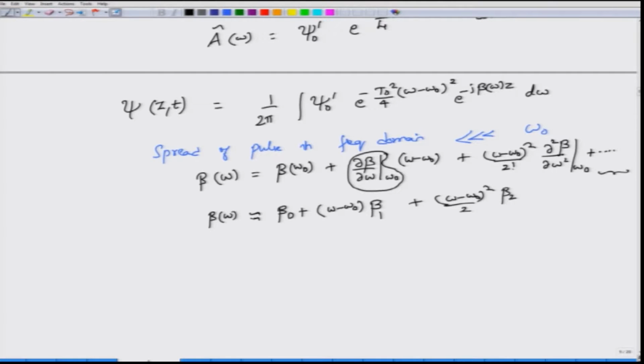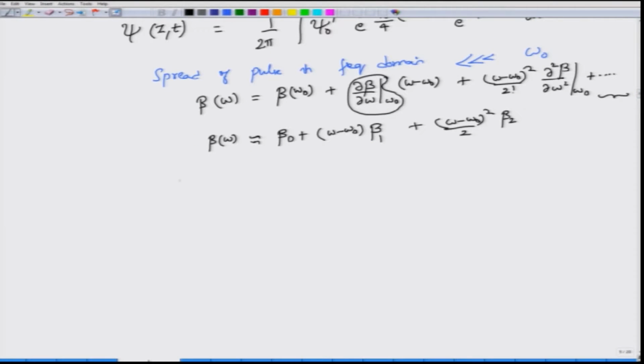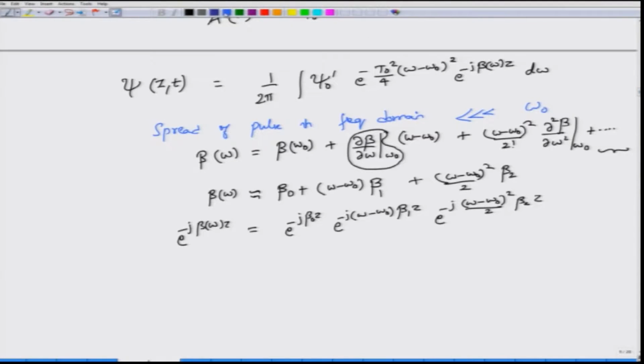Okay, so, now we have expanded beta of omega, which then makes this e power minus j beta omega z phase factor as e power minus j beta 0 z, e power minus j omega minus omega 0 into beta 1 into z, and there is also this e power minus j omega minus omega 0 square by 2 beta 2 into z. Okay. So, let us put this one into this expression here, and then evaluate the inverse Fourier transform.